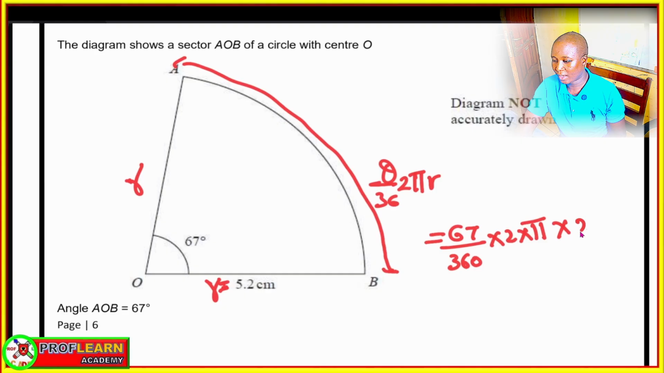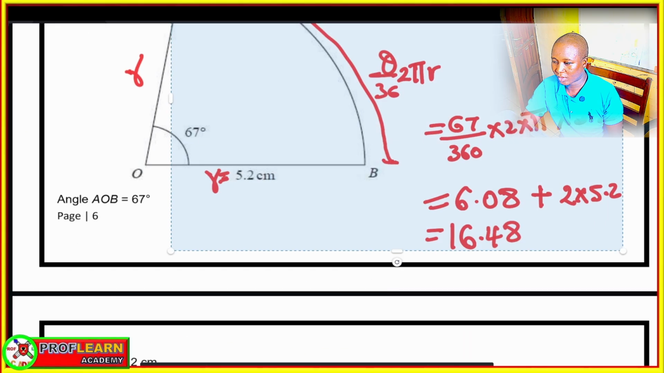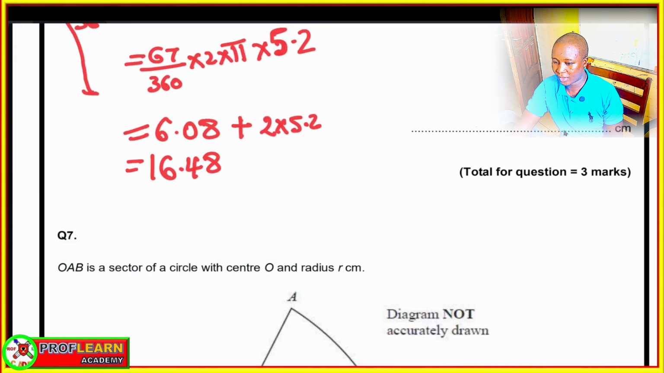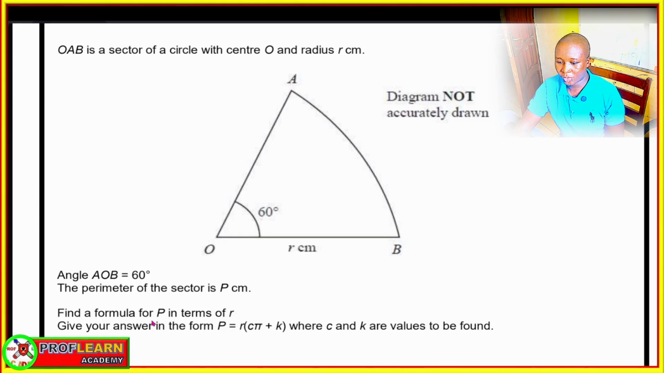So we shall start by finding the arc length, and then once we have gotten the answer here, we shall now add plus 2 times 5.2 for the radius, and if you work it out, you're going to get your answer equivalent to 16.48. And then to 3 significant figures, let me just transfer this down here so that we can have it written. 3 significant figures to be 16.5.